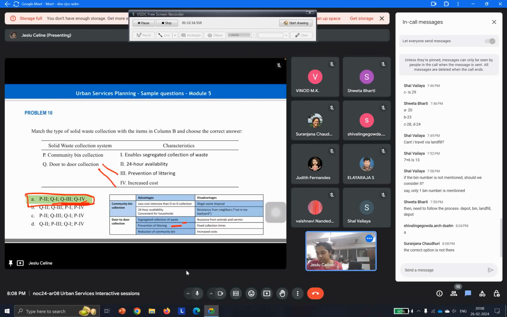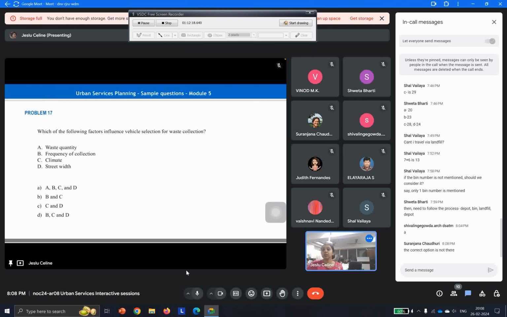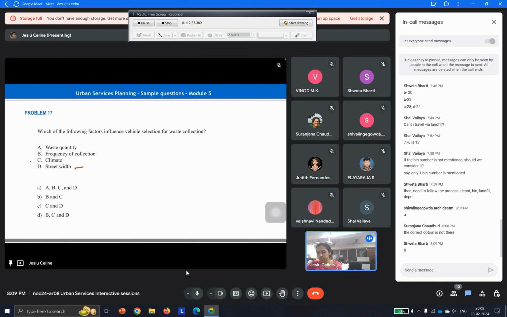Okay, let's proceed on to the next question. Which of the following factors influence vehicle selection for waste collection? A similar question we have discussed, so here more options are given. Waste quantity, we've discussed, yes, that influences the vehicle. Frequency of collection, yes, because it influences the volume. Climate, and now street width. Street width, yes. The new option which has come is climate.